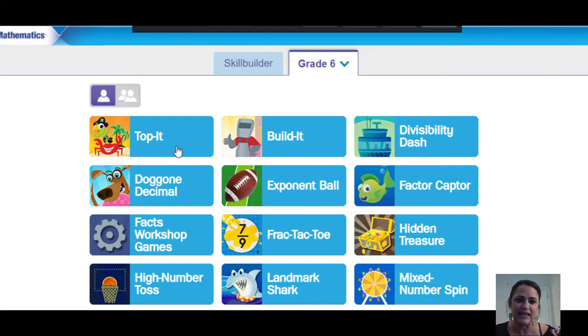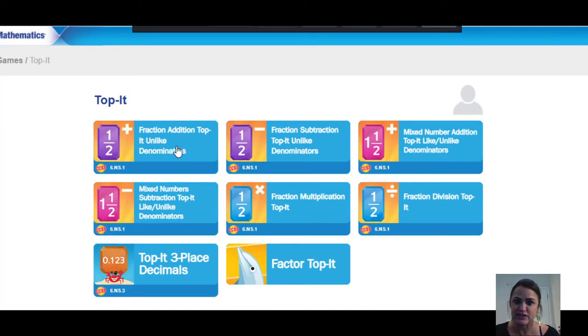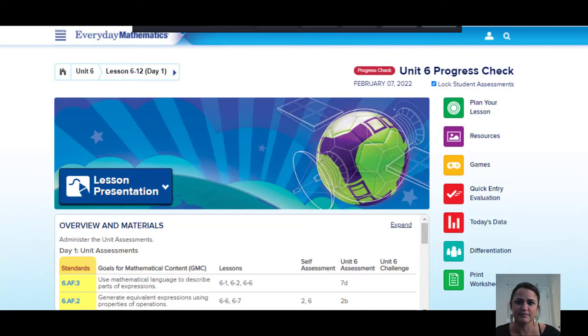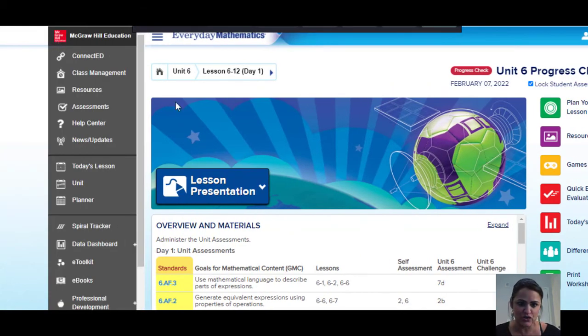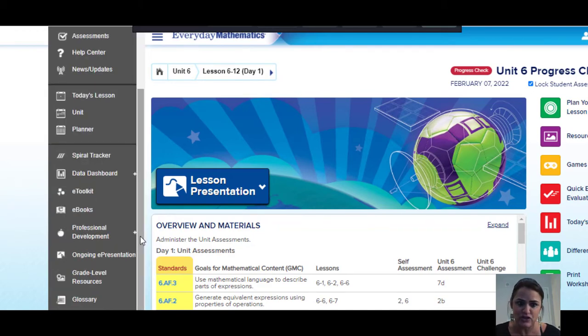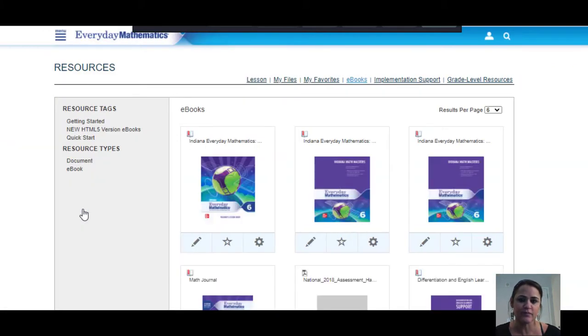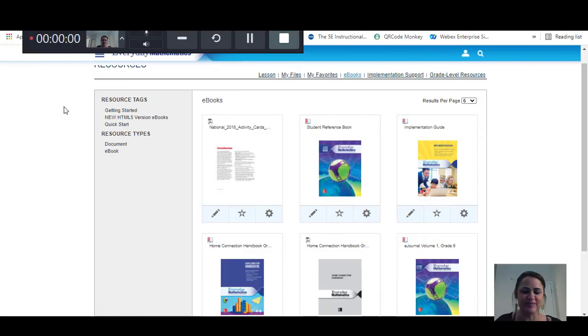But just notice, even within these games, by clicking top it, they're going to also be differentiated. So be sure to check those out and play them. And if you wanted to just do a quick digital check of all the resources that complete your teacher package, by clicking the ebook, it will allow you to see everything at a click.